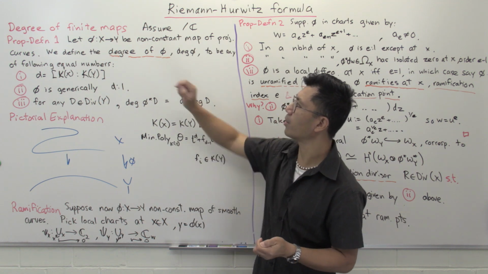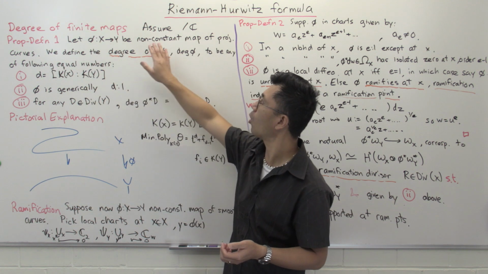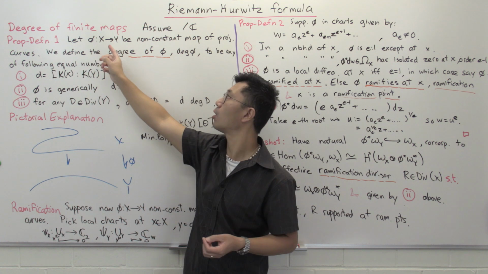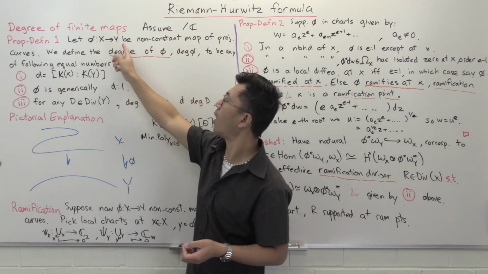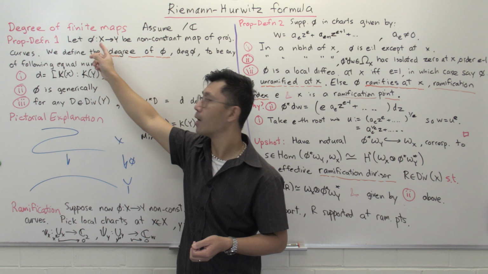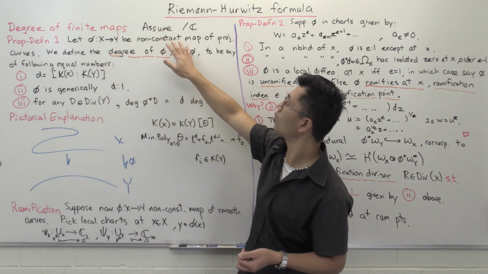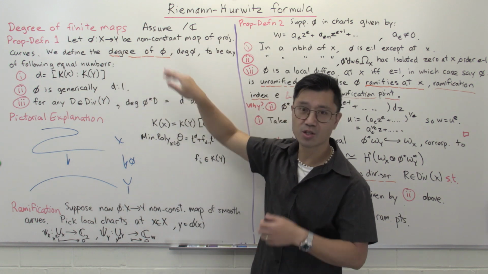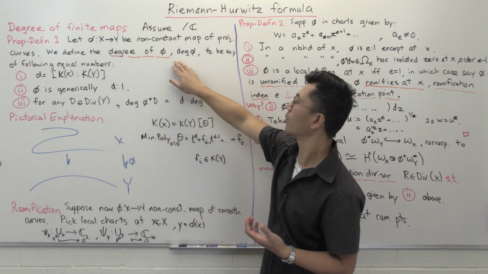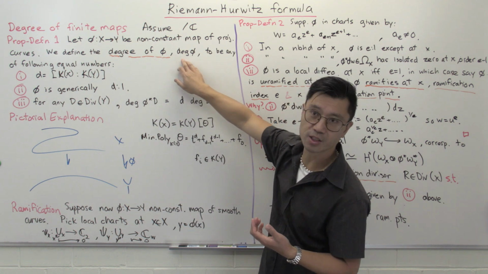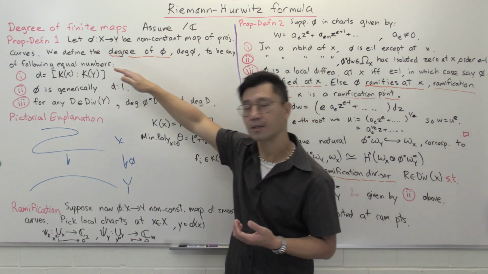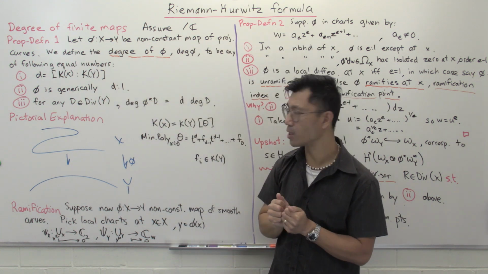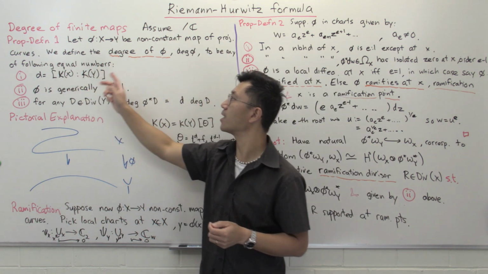Okay, so let's start with the notion of a degree. So suppose now we have two projective curves, x and y. We have a regular map between them, phi from x to y. That's a non-constant map of projective curves. We're going to define the degree of phi, which is going to be a positive integer, and it's denoted deg phi, and it's given by any of these three equivalent definitions. The easiest way to define it directly is as follows.